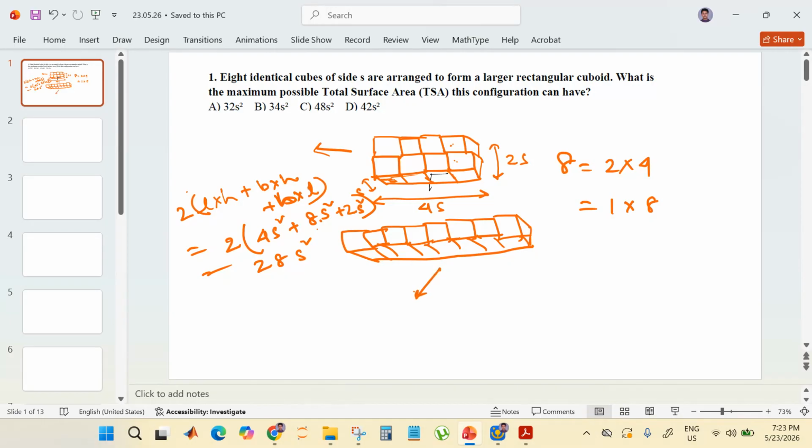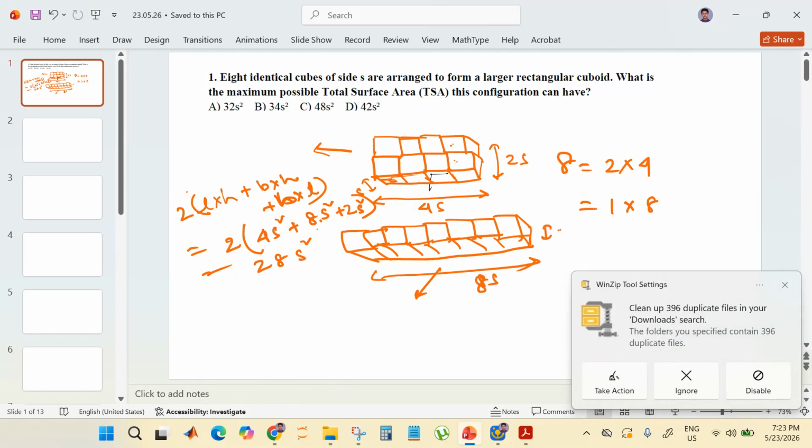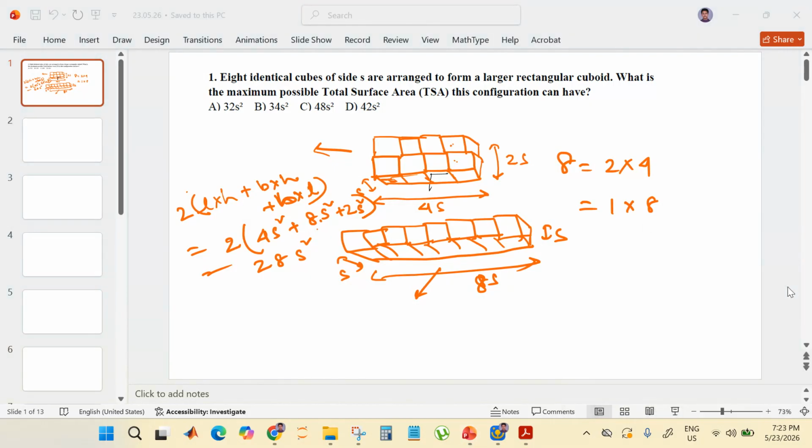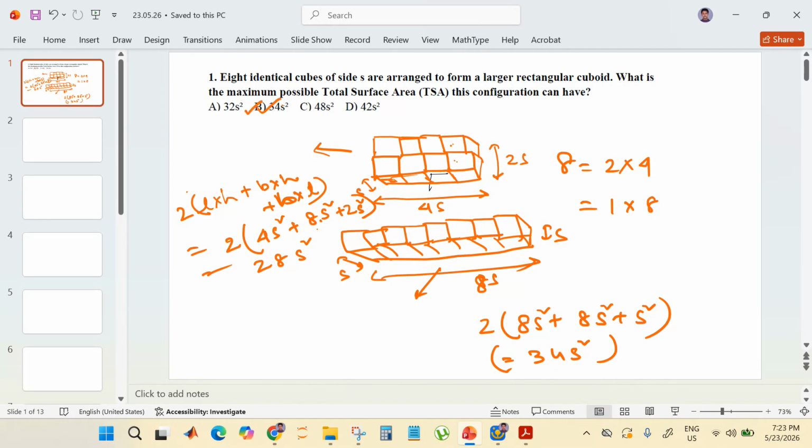So if we consider this structure, then it will be 8S, and this is only S, and this width is also S. That means if we multiply with the formula 2 times L into H plus B into H plus L into B, that will be 8S squared plus again 8S squared plus S squared. So it is 8, 16, 17. 17 into 2, that is 34S squared. See, you can find this is the largest one. So 34S squared will be the highest, or maximum possible total surface area here.